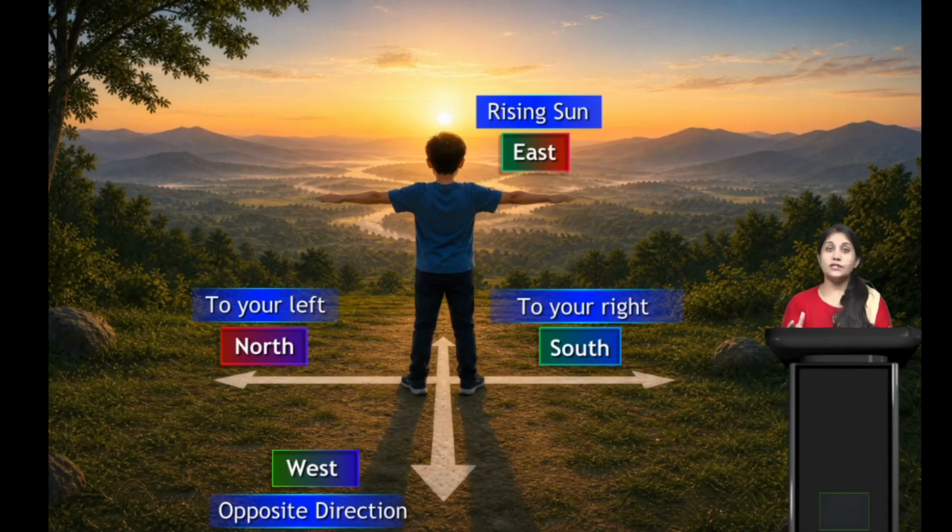Okay, means how will you determine? Suppose on this side the sun rises. You will stand towards this side, and this side will be your east direction, and opposite to this side will be your west direction, and left of this side will be your north direction, and the right of this side will be your south direction. Okay, like this we can find the direction by using the rising sun position.